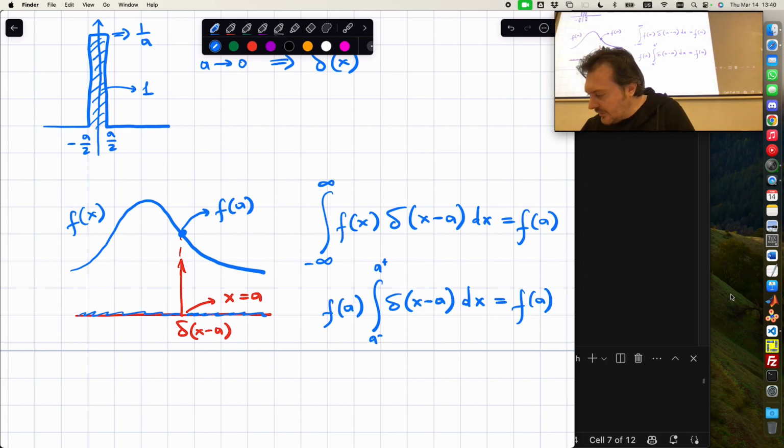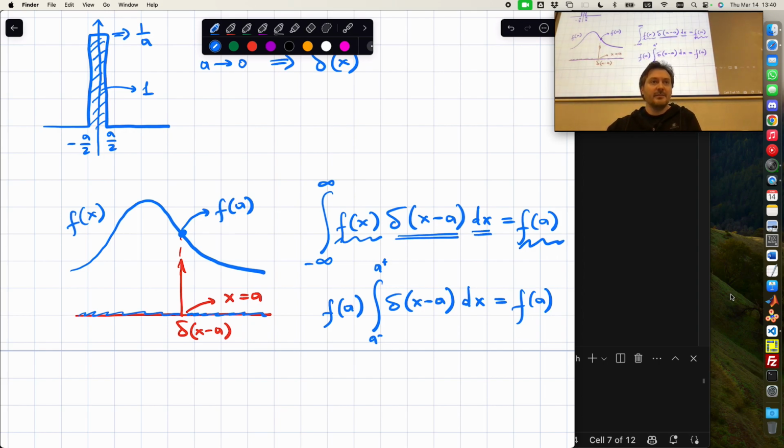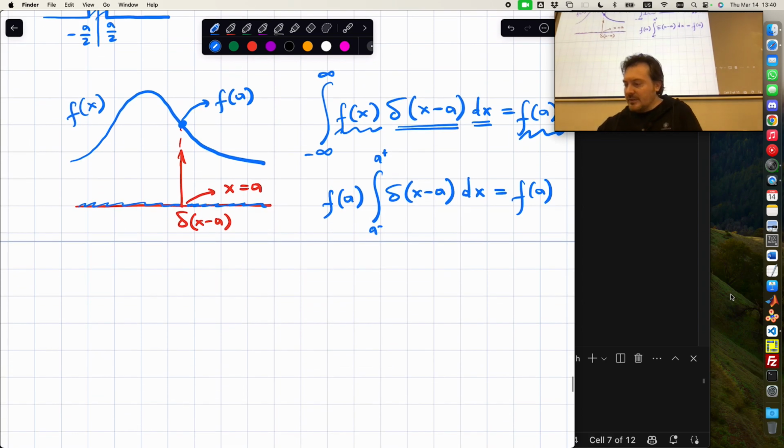Again, this function might have some units, and you can see that you get the same units at the end. So the units of delta must be the inverse of the units of x. Okay? Any questions here? Let me give you a physical example, which is quite relevant to our model.